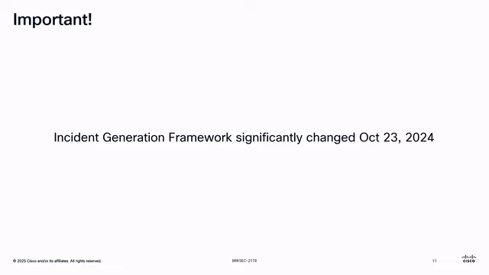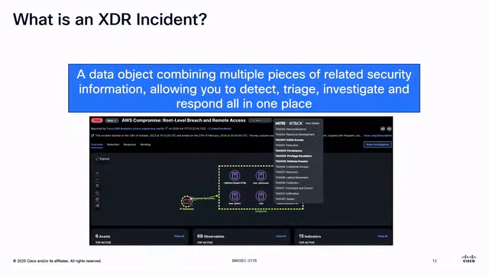After that, it became what we call the incident generation framework, and it is a substantial change. Largely what I'm going to talk about is how the incident generation framework works today before we get into native detections. So I'll start with the really high-level definition.